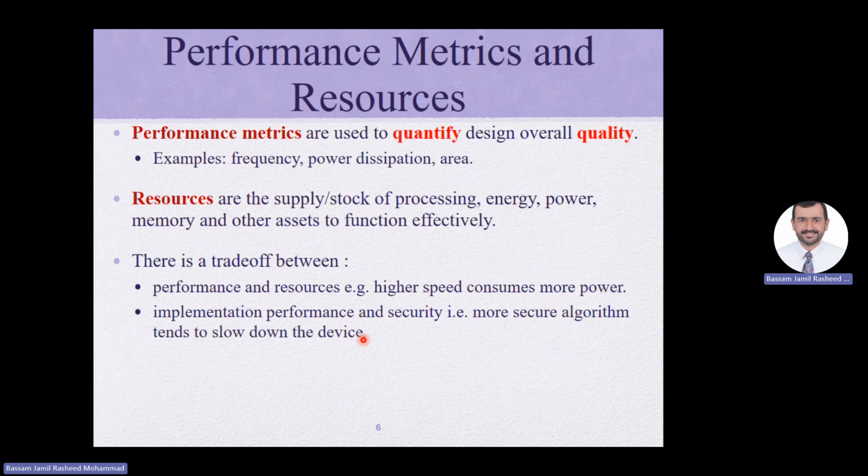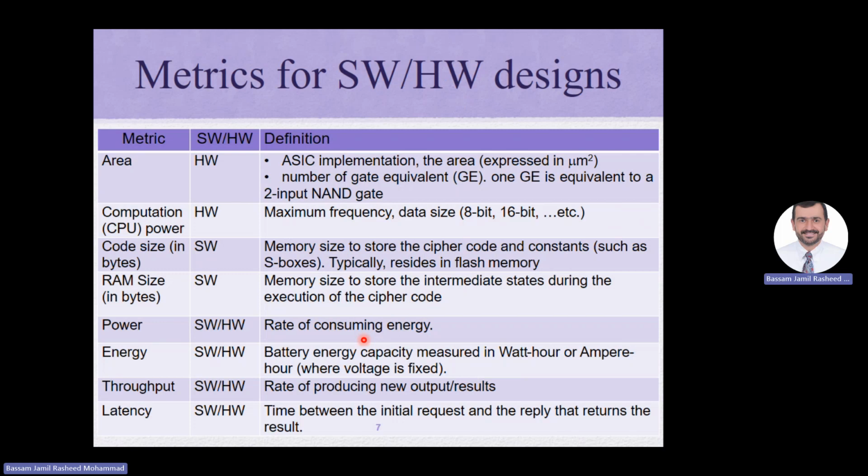Some of those metrics that you hear, for the hardware and the software implementation, are things like the area, the computation power, and the code size. For instance, code size is important for software algorithms, because this is where you need the required memory size to store the code and the constants. So a sophisticated conventional algorithm that requires a large memory size for the code and the constants might not be appropriate for a tiny sensor.